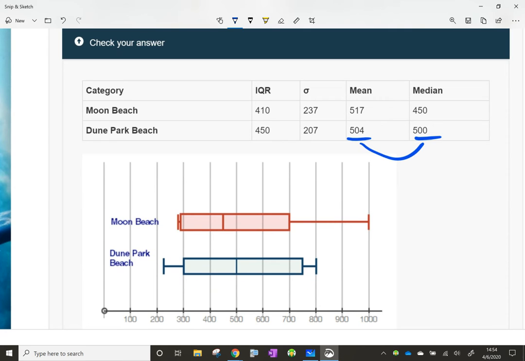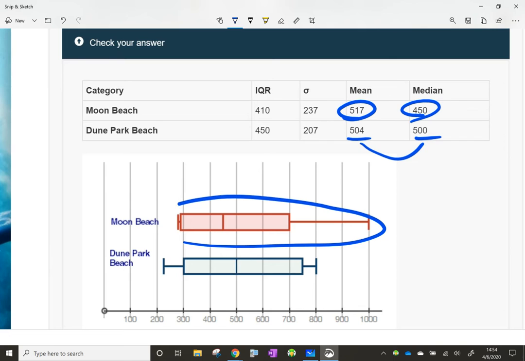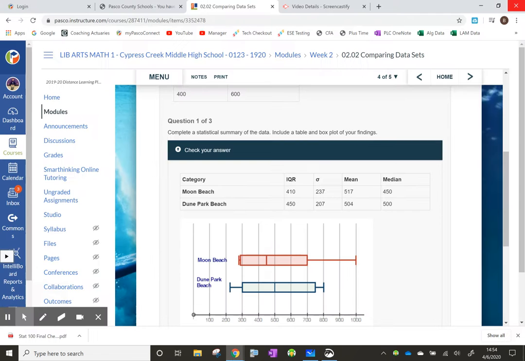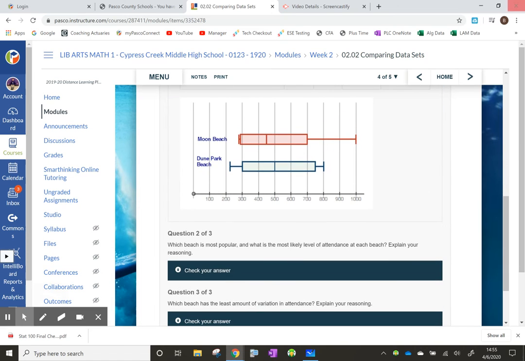But when you look at Moon Beach, notice how its mean and its median are not nearly close to being the same thing. That would tell me it's more spread out, very asymmetrical. And you can see in the graph that it is pretty asymmetrical. Okay, unsymmetrical, asymmetrical, however you want to say it, guys. I'm not an English tutor. But there's the boxes for you.